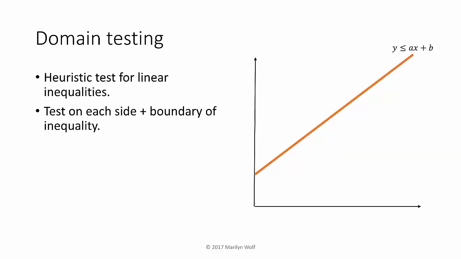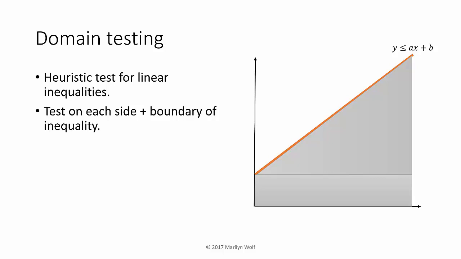Domain testing is a type of testing that's designed specifically for conditions that have linear inequalities. So here is a linear inequality: y is less than or equal to ax plus b. The gray area is the part of the plane that does not satisfy this inequality. The white area does satisfy it. So how do we test this entire area?